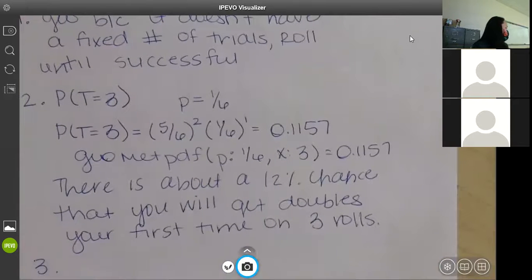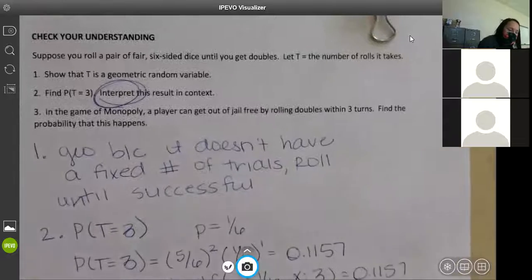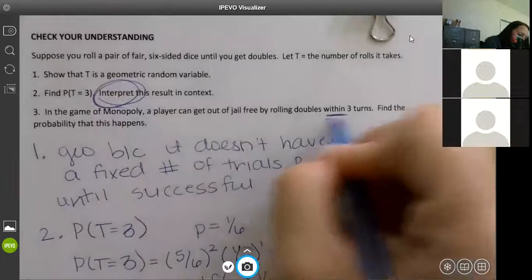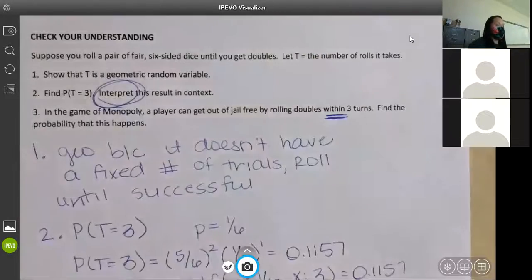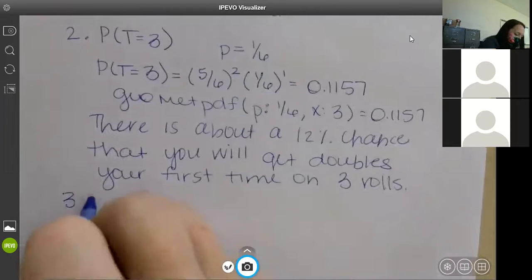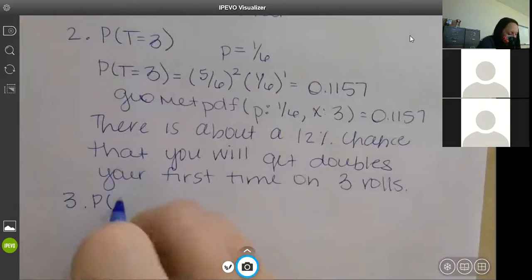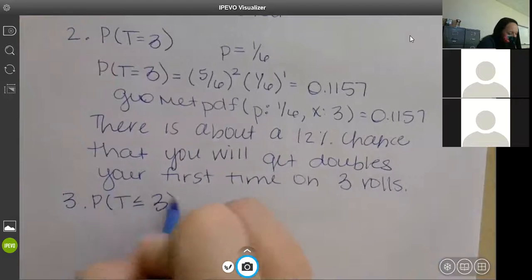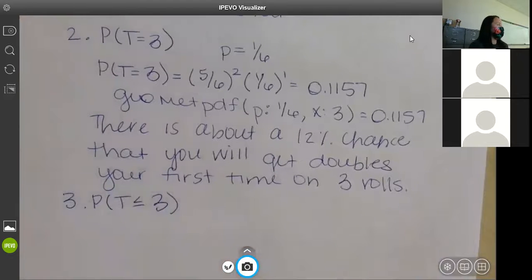In the game of Monopoly, a player can get out of jail free by rolling doubles within 3 turns. Find the probability that this happens. So the difference in this question is this right here, within 3 turns. So what does that mean? Less than or equal to. Yes. So they could do it within 1 turn, 2 turns, or 3 turns, just as long as it's less than or equal to 3.